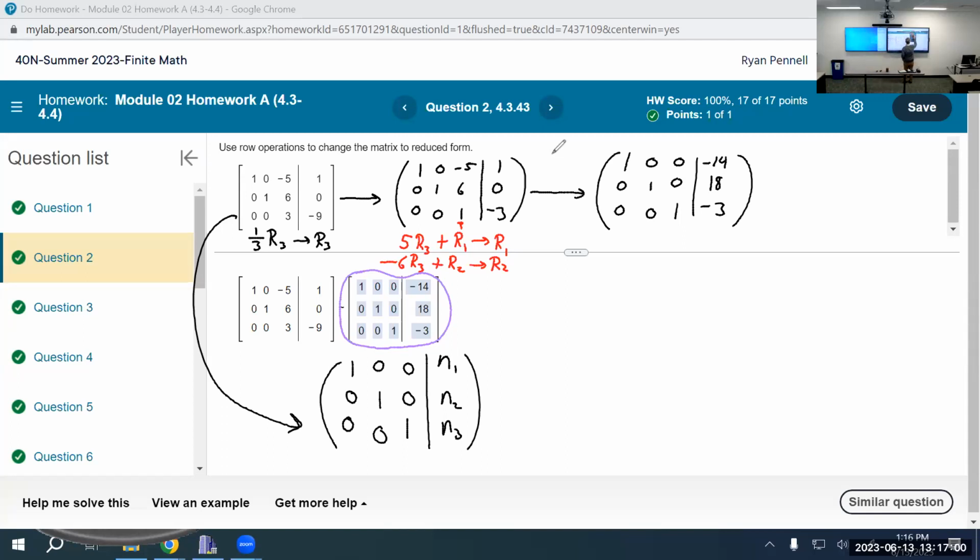The question doesn't ask about this. I'm going to bring it up anyway. That would be x1 equals -14, x2 equals 18, and x3 equals -3. Or xyz if you're thinking about coordinates, if you're thinking about position. That would be your xyz, your location. So if you're thinking about a video game or something, the position in the room or in the level, that would be their coordinates.